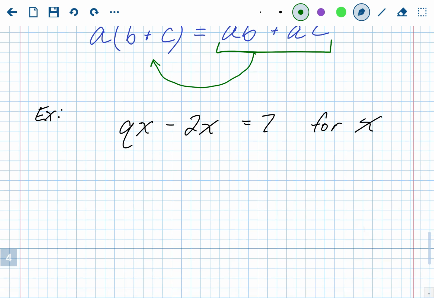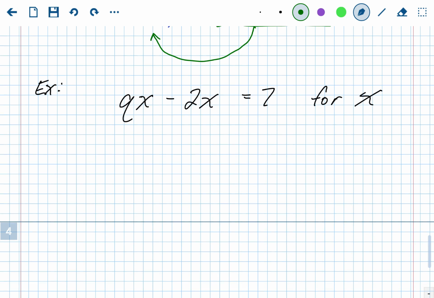On this problem, we have qx minus 2x equals 7, and we're going to solve for x. Now the problem with this one is there's two x's. Which one do we solve for? You can only solve for one x. You don't want to have x equal something with another x in it. You only want one x in your formula.